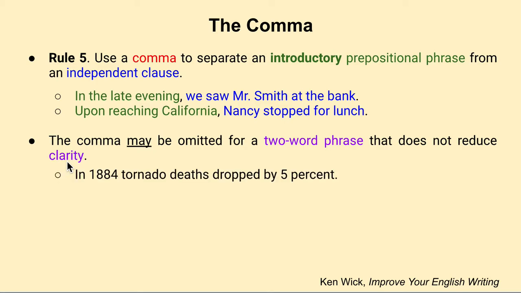So for example, per rule number 5, you'd write, in 1884, comma, tornado deaths dropped by 5%. But since you have a two-word phrase and omitting the comma won't reduce the clarity, or make the sentence unclear, you can omit the comma. So you can write it this way: in 1884 tornado deaths dropped by 5%.